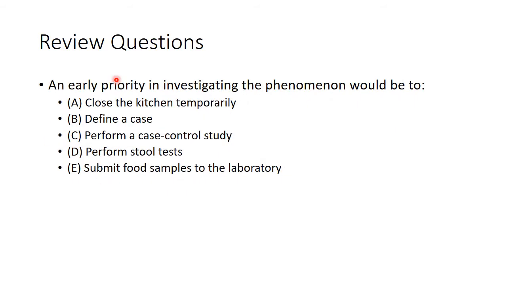Okay, so in early priority, when investigating this phenomenon, they should close the kitchen temporarily. They should define a case, perform a case control study, perform stool tests, or submit food samples to the laboratory. What's the easiest, quickest thing we can do?